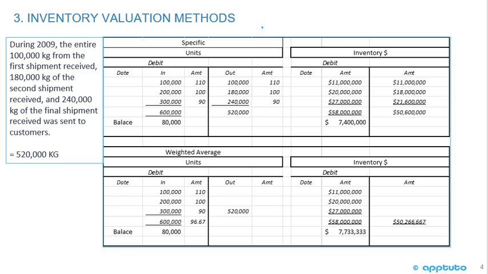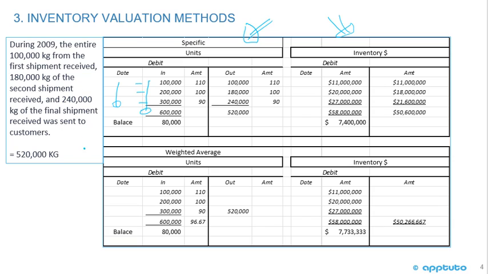Okay, we'll just go through the example in the text. On the left-hand side here, I did a T account for the units or kilograms, and on the right-hand side, I have the dollar value for the inventory. So that's the first thing to note. We know that the company bought 600,000 kilograms of soap. They bought 100,000 at 110, 200,000 at 100, and 300,000 kilograms at 90. We can also see that the prices were declining over time.